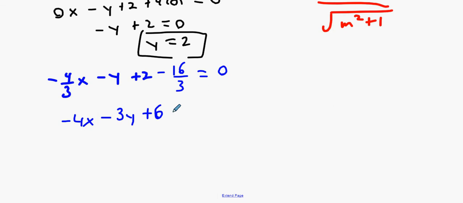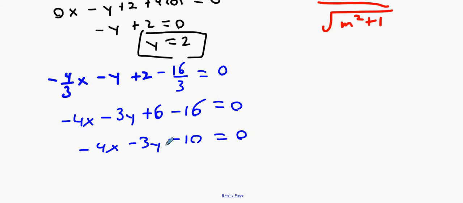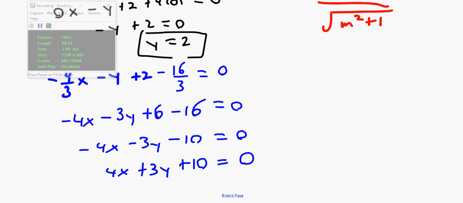Easier method. Did anybody get minus 4x minus 3y minus 10 equals 0? Or did anybody get this answer as well? Why are both answers the same thing? Yeah. One of them's the minus 1 version of the other. It's the same thing. Alright, who got it out?